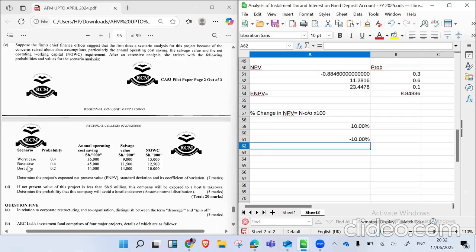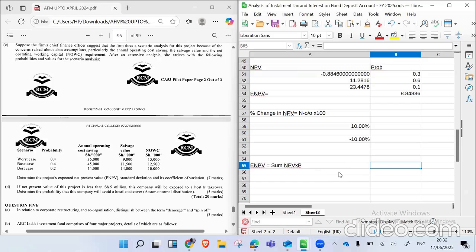Worst case, base case, and best case. Annual operating cost savings will be 36 million, 45 and 54. Salvage value and net operating working capital are there. You're required to determine the project's expected NPV, standard deviation, and coefficient of variation. Now, to get expected NPV, you must get the NPV; expected NPV equals the summation of NPV times probability. So it's like saying we have three projects. This is the first project, this is the second project, this is the third project. All other factors remain constant.